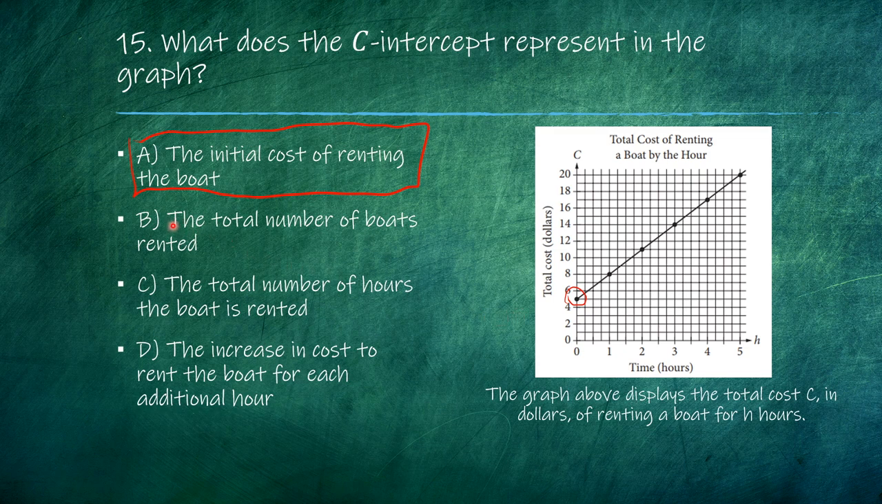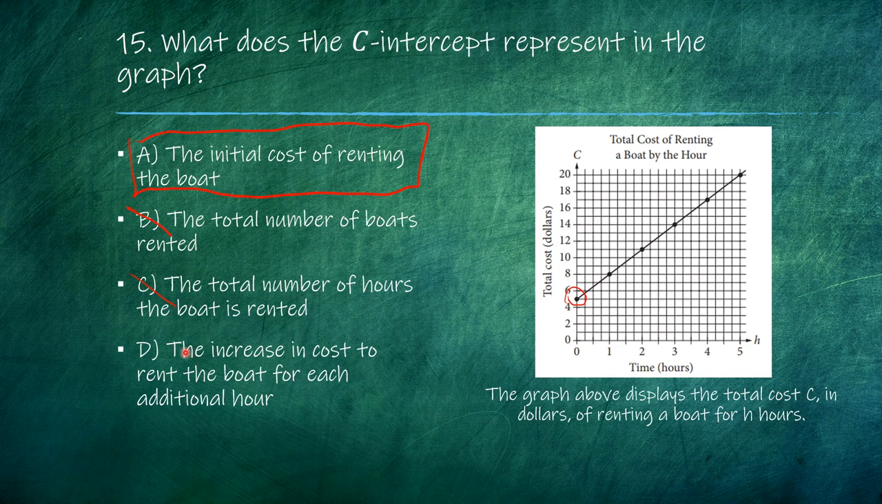And if we look at answer B, that is wrong. The total number of boats rented, no. That has nothing to do with this graph. The graph is only telling us the total cost of renting a boat. So we can cross out B. And C, the total number of hours of boat rented. Once again, there's nowhere mentioning the total number of hours.